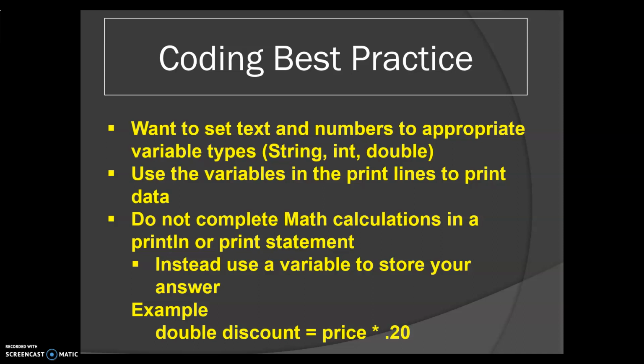Use the variable in the print lines and the print statements when you're printing it out. Do not use the value, but actually use the variable name. And do not complete math calculations in a print line or a print statement. It tends to not work correctly, and it's much easier to find your mistakes or issues if you've done your math calculations to a variable. So as you can see in my example, I have a variable called discount, and it's going to be equal to the price times 0.20. I don't want to do this calculation in my print or print line because it could get messed up.